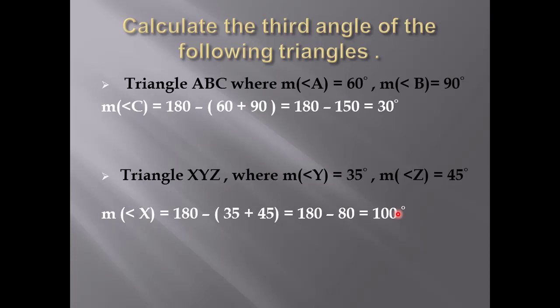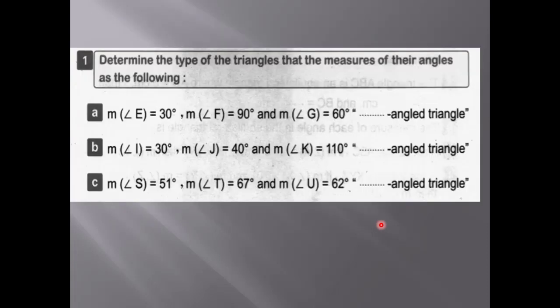The type of the triangle is determined by the greatest angle. What is the greatest angle here? The greatest angle is 100 degrees. So what is the type of 100 degrees? If the angle is 100 degrees, then this angle is obtuse angle. So the triangle is obtuse angle triangle. So the first one is right angle triangle, because we have a right angle. Here we have an obtuse angle, so this triangle is obtuse angle triangle.